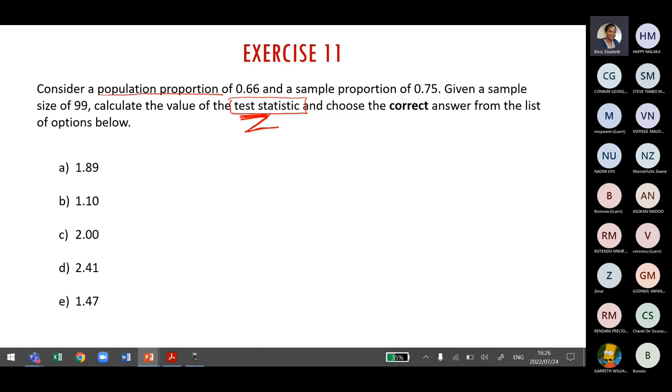You are given the population proportion, which is your pi. You are given the sample proportion, which is your p. You are also given the sample size, which is your n, and you are asked to calculate the value of your z. Not the probability, just calculate z. So p minus pi, divided by the standard error, which is the square root of the population proportion times 1 minus the population proportion, divided by n.